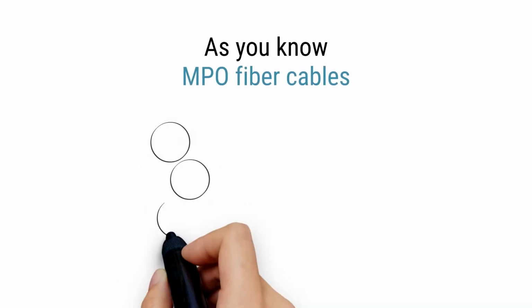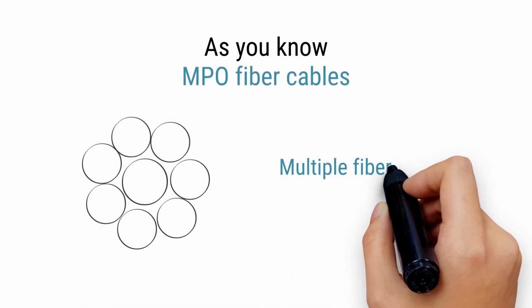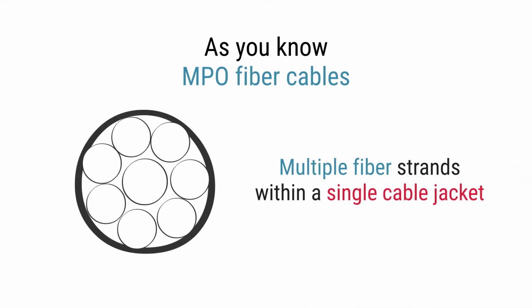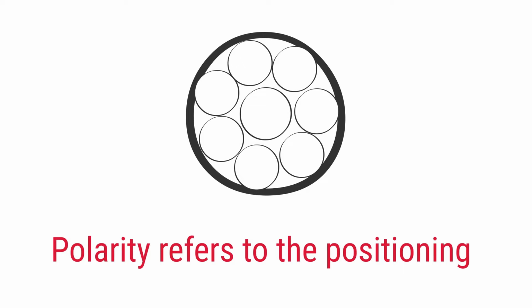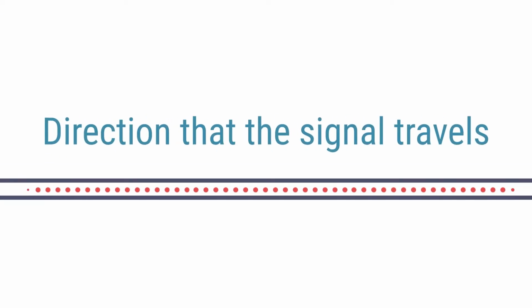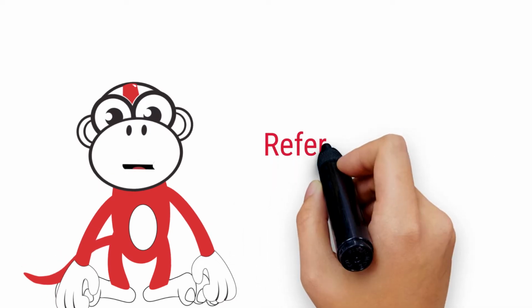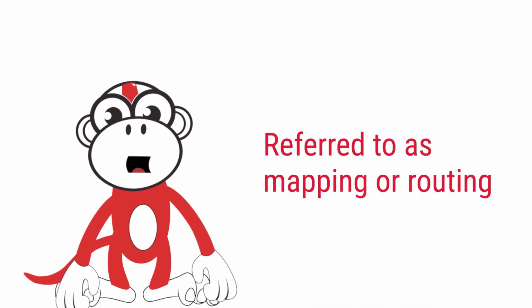As you know, MPO fiber cables include multiple fiber strands within a single cable jacket. Polarity refers to the positioning of those fiber strands inside the cable and the direction that the signal travels along the fibers. It's sometimes also referred to as mapping or routing.